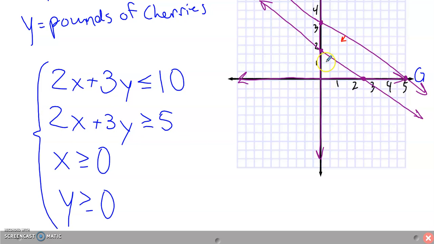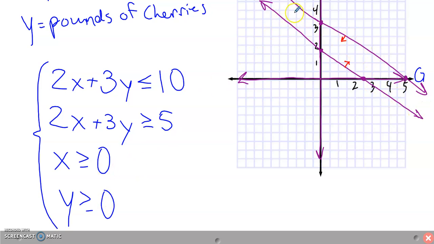Then I do the same thing here with this line. I plug in any point that I want. I'll plug in (0, 0). I get 0 is greater than or equal to 5, which it's not. So I'm not going to shade on this side of the line. I'm going to shade on this side of the line, which means I would shade everything above that line. But again, instead of drawing it in, I'm just going to draw a little arrow to show me I want to be on that side of the line, which means right now I would be in this region right here.